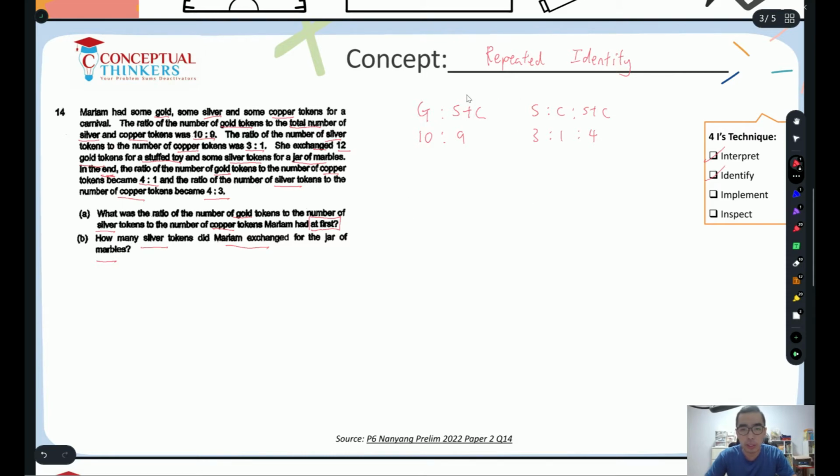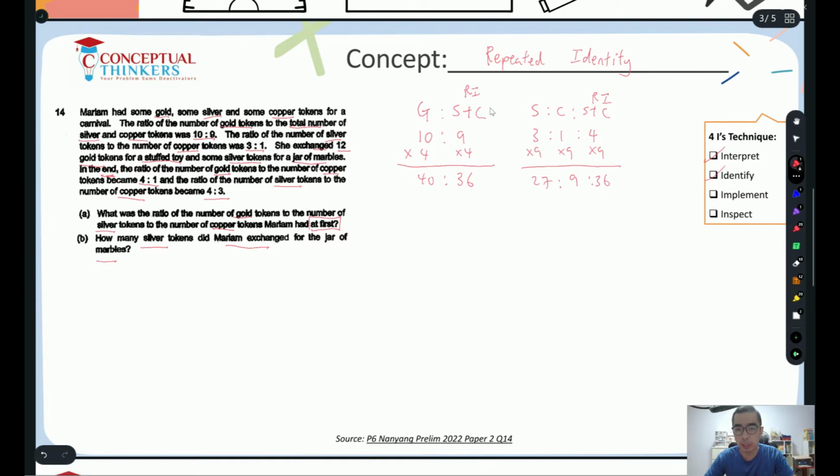If you look here, the repeated identity will be my S plus C, which is silver plus copper. Here is 9, here is 4. So we're going to look at the lowest common multiple for 9 and 4, that will be 36. So I'm going to multiply here by 4, so I'm going to get 40 is to 36. From here, multiplying by 9, we're going to get 27 is to 9 is to 36.